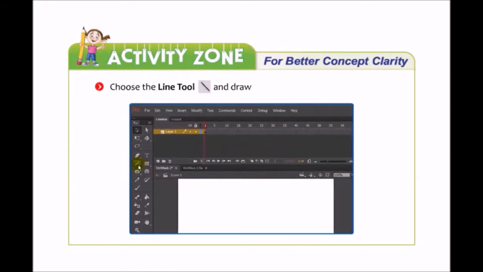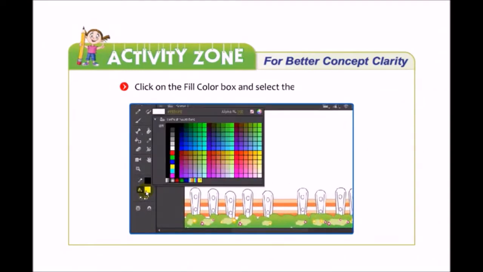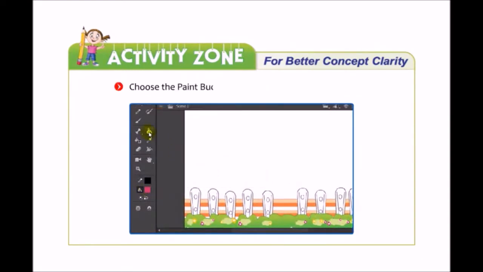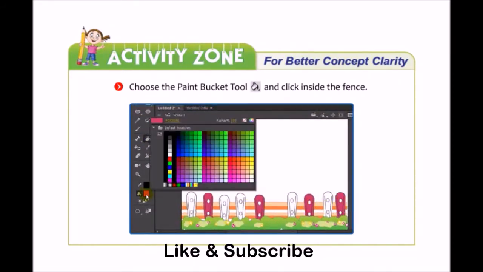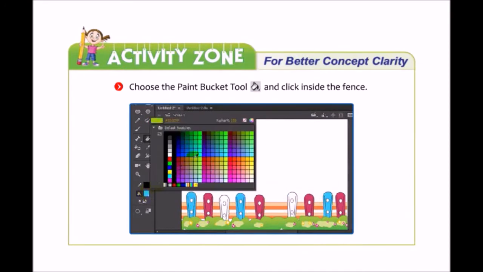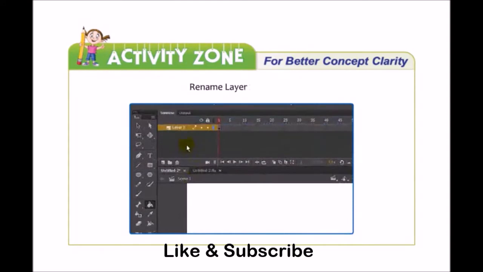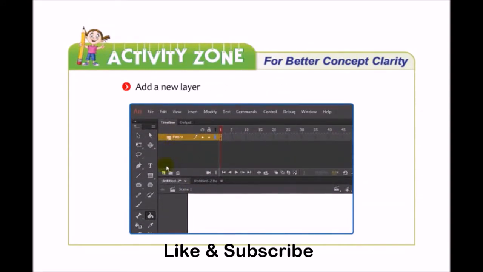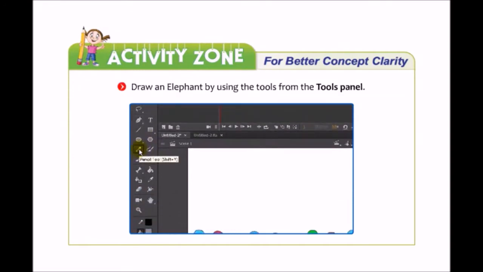Students, let's do an activity. Choose the line tool and draw the fence as shown in the figure. Click on the Fill Color box and select the required color. Choose the Paint Bucket tool and click inside the fence. Rename Layer 1 as Fence. Add a new layer and double-click on the layer name. Type Elephant as the new name for the layer and press the Enter key. Draw an elephant by using the tools from the Tools panel.